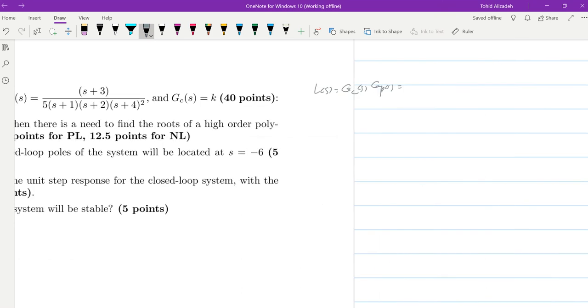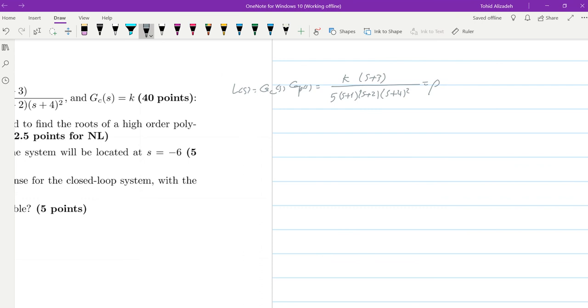And for that we have k times s plus 3 over 5 times s plus 1 times s plus 2 times s plus 4 squared. We can rewrite this as rho times s plus 3 over s plus 1 times s plus 2 times s plus 4 squared. So you can see that rho is equal to k over 5. So rho is k over 5.